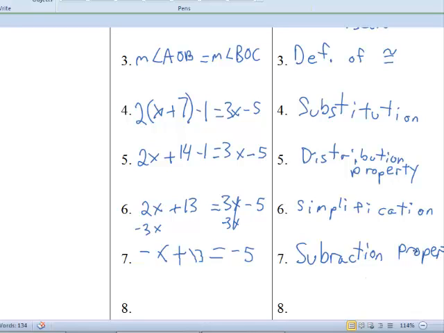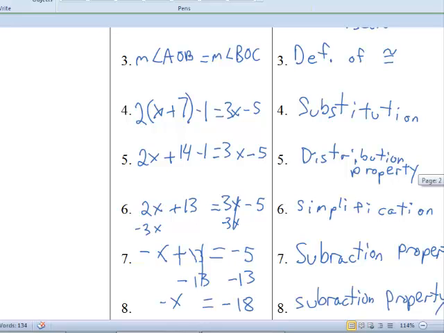All right, next step, I need to subtract that 13 over. So if I subtract 13 over, what I'm left with is negative x equals now negative 5 minus 13, which will give me negative 18. Again, subtraction property.